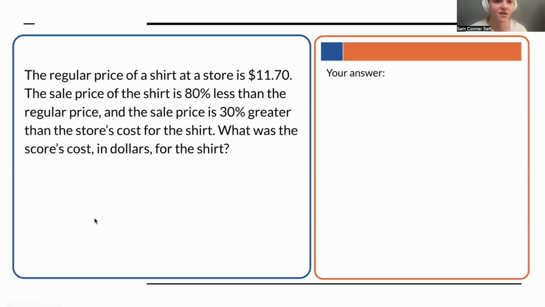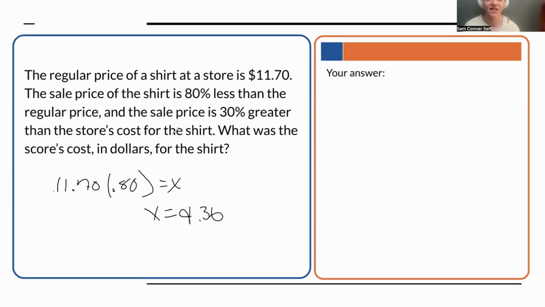All right. So the regular price of a shirt at a store is $11.70. The sale price of the shirt is 80% less than the regular price, and the sale price is 30% greater than the store's cost for the shirt. What was the store's cost in dollars for the shirt? So, again, looking at percentages, and this is going to be similar to a real world application of percentages. So the original price is 11.7, and we know that the sale price is going to be 80% of that. So if we calculate that, 11.7 times 0.8, we get that the sale price is going to be $9.36.